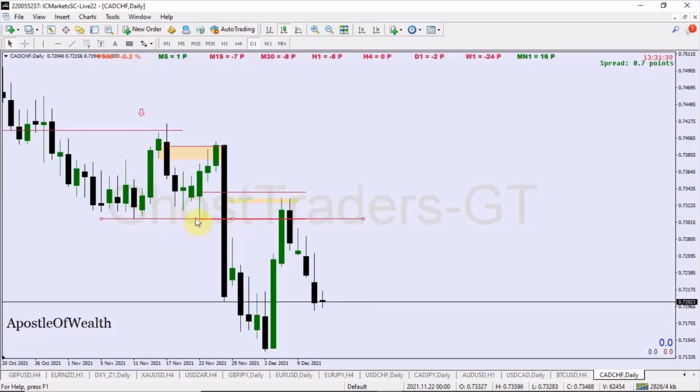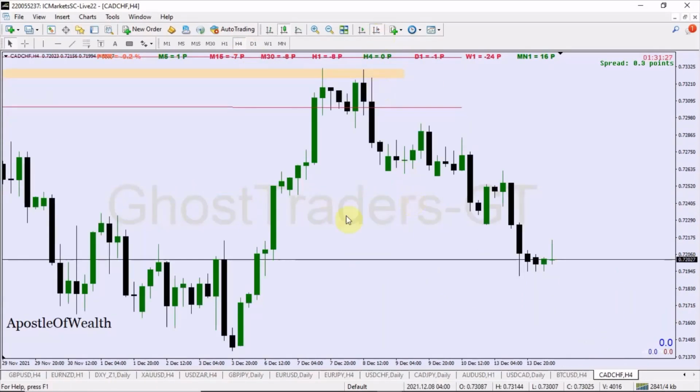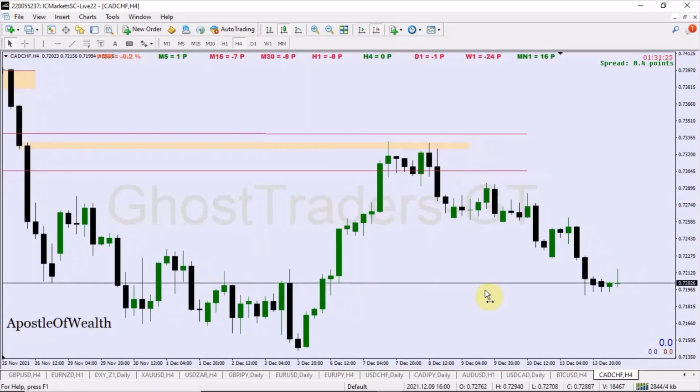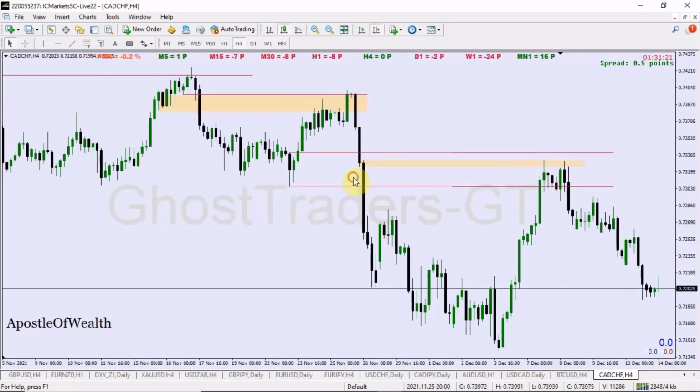So let me just remove this as it was for the higher time frame, because it lines up with the smaller time frame. So I just remove this so that we can see clearly what we have. If you switch to the 4-hour time frame, let me just make this smaller a little bit. So if you look at the 4-hour time frame, this is what we have.